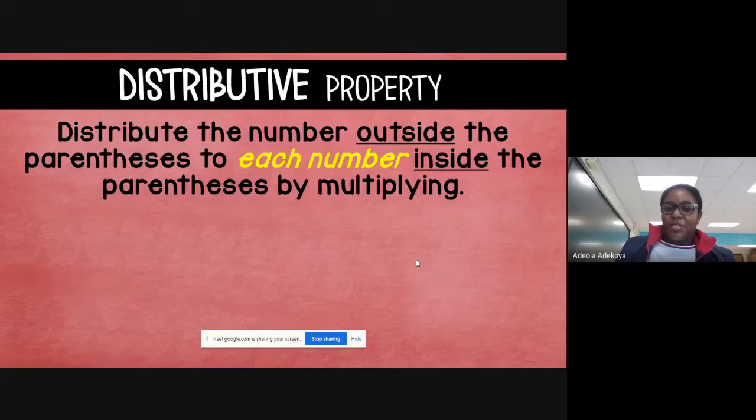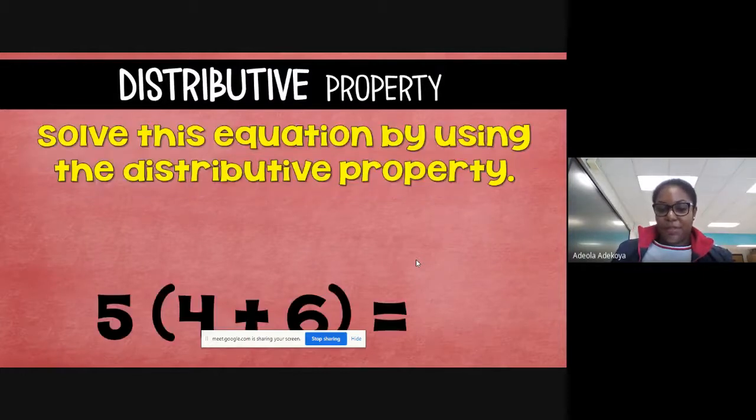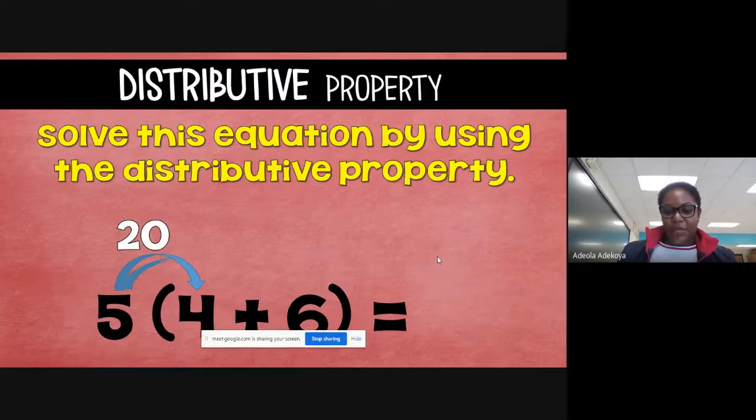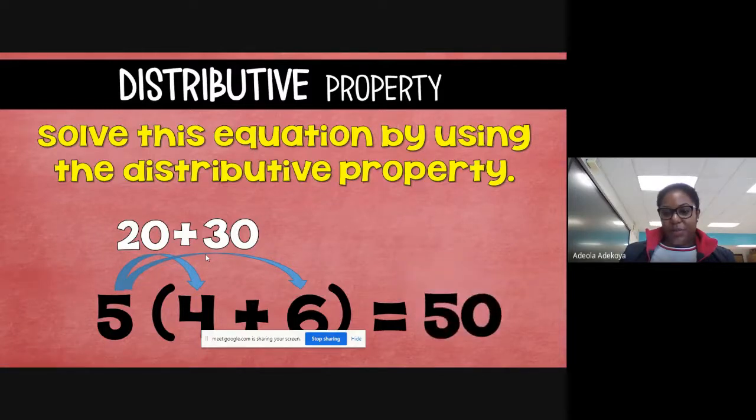So we've got to remember to distribute the number outside the parentheses to each number inside the parentheses by multiplying them. So let's go ahead and try solving this equation. We've got 5, and within the parentheses, we've got 4 plus 6. First of all, we're going to multiply 5 by 4, and then multiply 5 by 6. And because we have a plus sign in the middle, we're going to add those 2 numbers. That would give us 20 plus 30, and altogether we end up with 50.